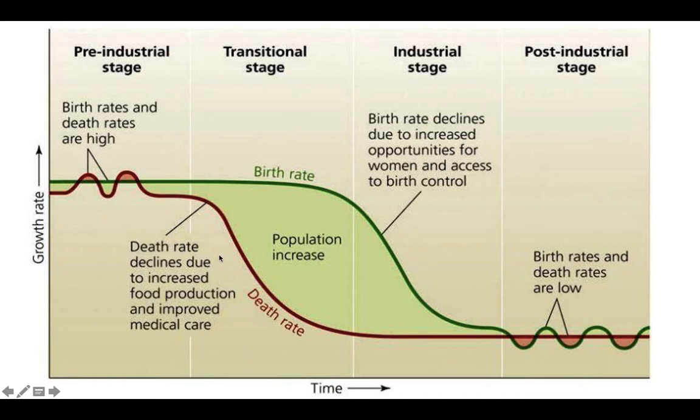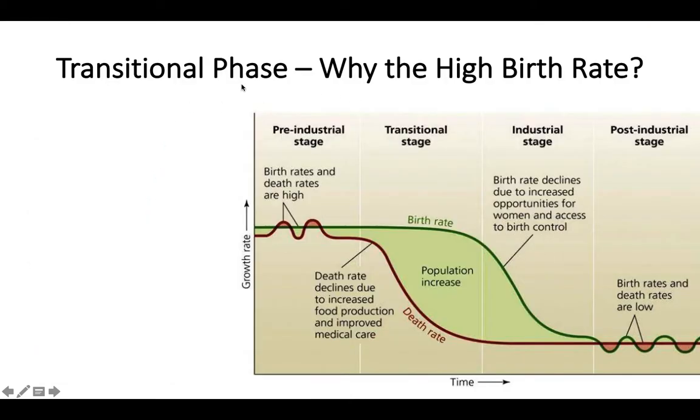So I want to look at a couple phenomena here, mostly in the transitional and industrial phases. First of all, in the transitional phase, why is the birth rate so high, right? Why doesn't it drop immediately with the death rate? And there are a variety of reasons why that could be the case. No country is going to have the same exact pattern, right? But there are some common factors we could identify.